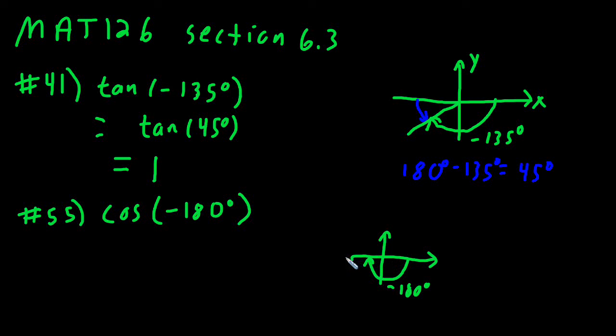It's cosine, and we're on a negative x-axis, so it's going to be negative. And you just pick any point along this line, say like negative 1, 0. It's going to be the x value there, negative 1.